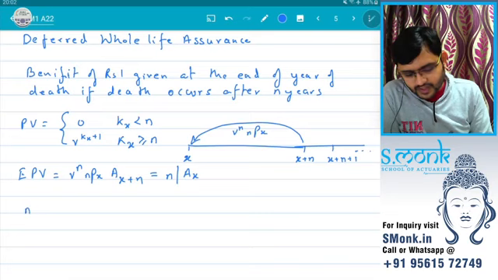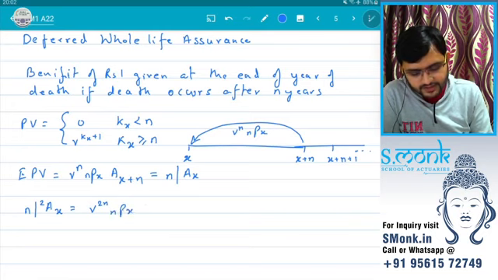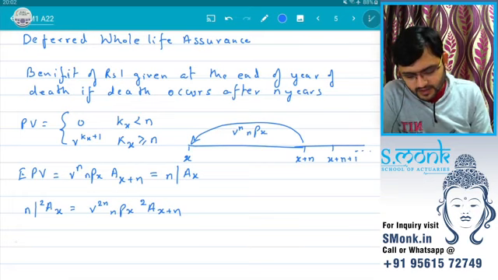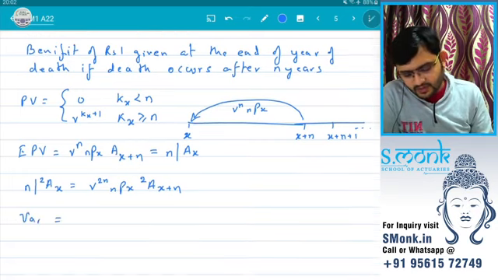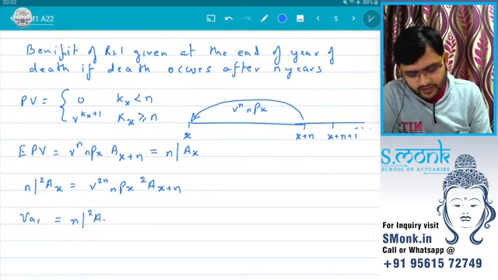So again, n deferred 2ax would be v raised to 2n npx 2ax plus n, and variance will be n deferred 2ax minus n deferred ax whole square.